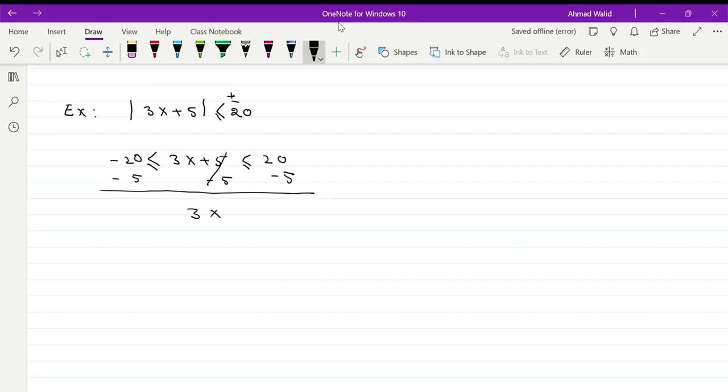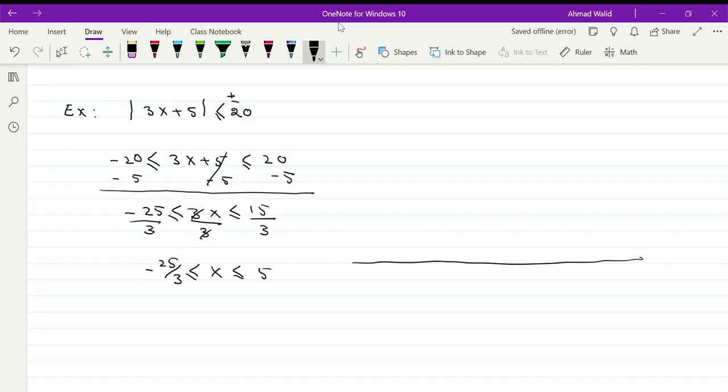3x less than or equal to 15, greater than or equal to negative 25. Divide all sides by 3, then x less than or equal to 5, greater than or equal to negative 25 over 3. Number line, here is your 5, here is your negative 25 over 3, correct?